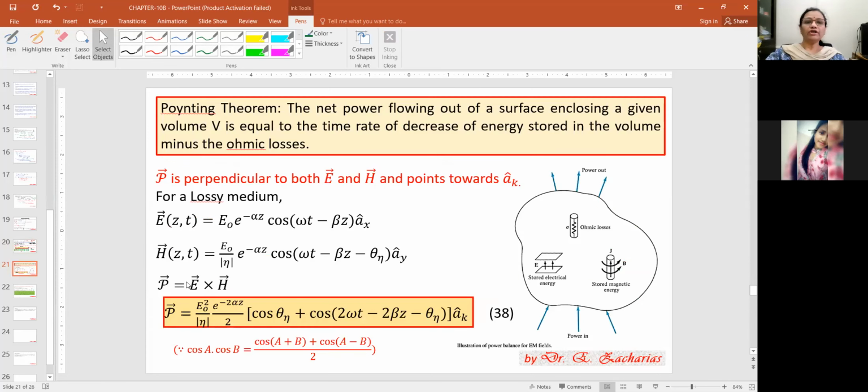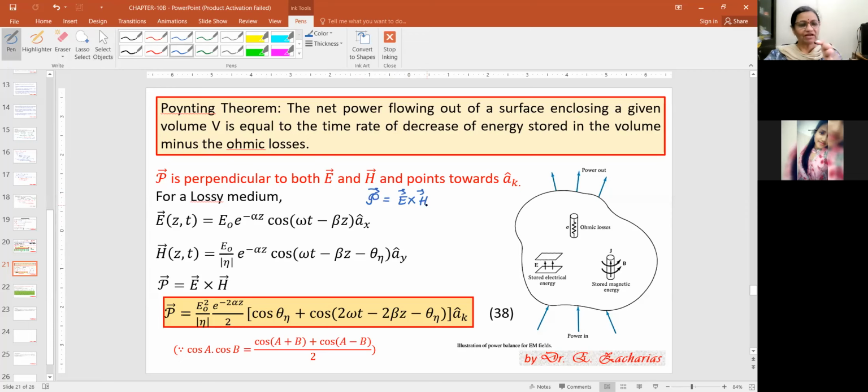Okay, so Poynting theorem, we are writing it as an equation, as a statement now. Poynting theorem says that the total power flowing out of a surface enclosing a given volume is equal to the time rate of decrease of energy stored in the electromagnetic field minus the ohmic losses. Another thing you're seeing is that the Poynting vector P is equal to E cross H, therefore it will be perpendicular to both E and H.